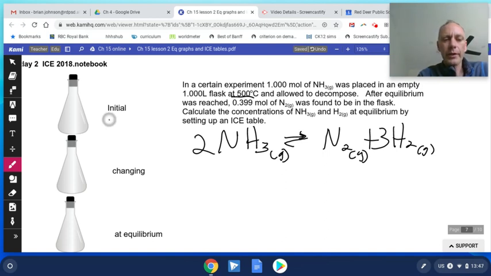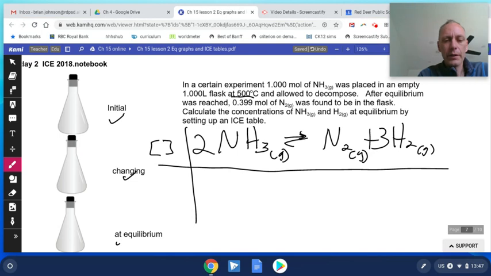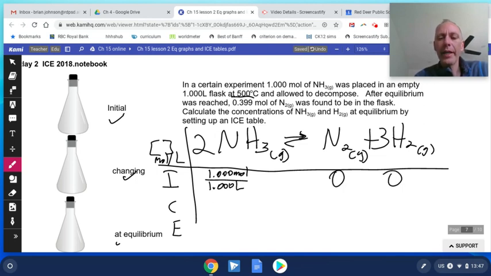And let's organize with an ice table. So off to the side, I'm going to put concentrations. Usually it's moles per liter. Ice. Okay, so what were the initial concentrations? We had 1 mole in a 1 liter flask of ammonia, and it was an empty flask. That's it, nothing else. So those are 0. Okay, this thing has to move forward to reach equilibrium. That's all it can do. You can't take zeros and turn them into something. So it has to go forward.